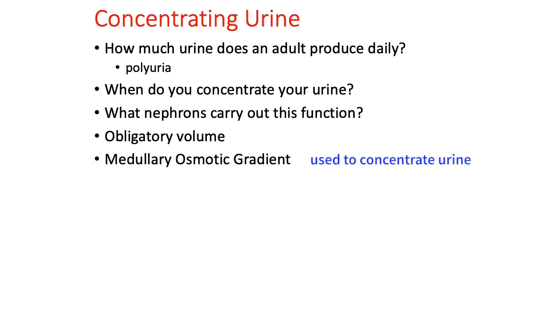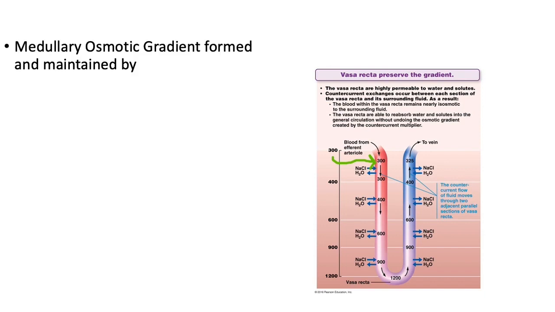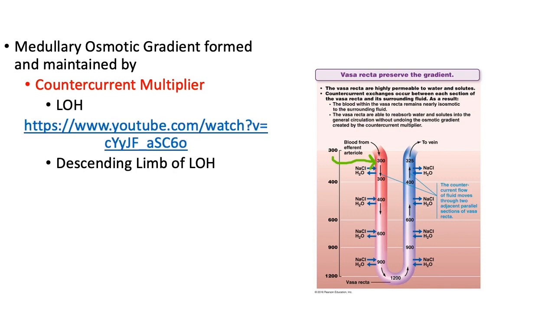A medullary osmotic gradient in the interstitial fluid is used to concentrate the urine. The medullary osmotic gradient is formed by the countercurrent multiplier and maintained by the countercurrent exchange. Let's start with the countercurrent multiplier. This involves the loop of Henle of the juxtamedullary nephrons.